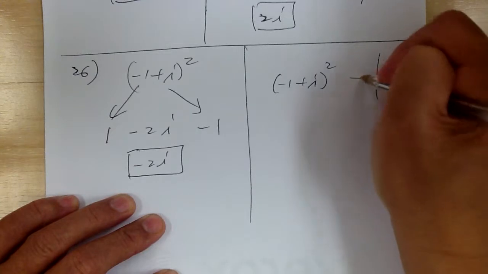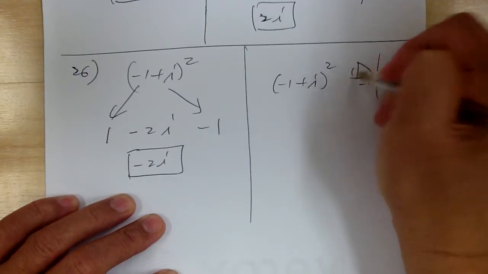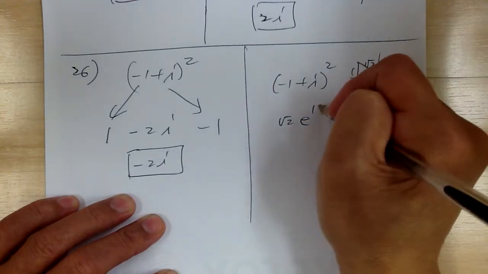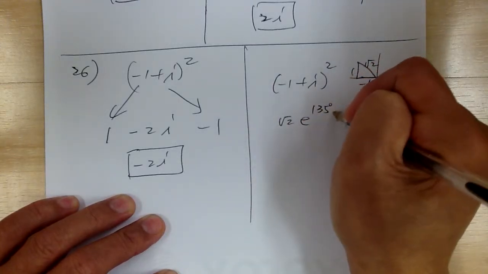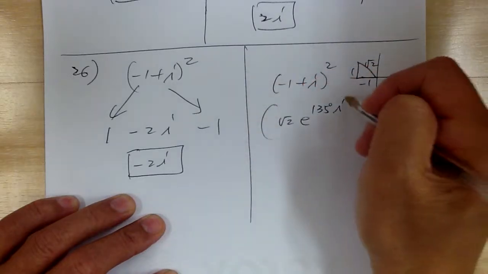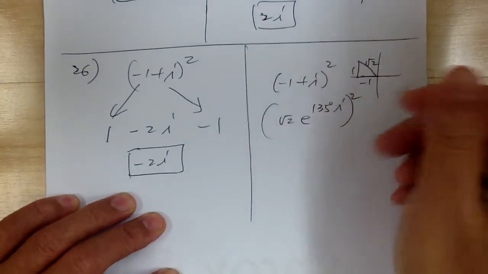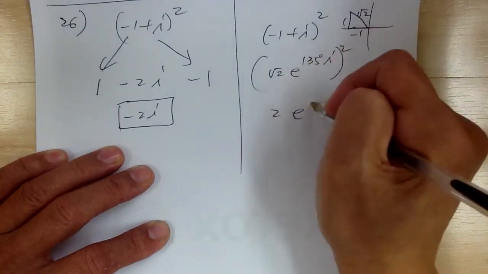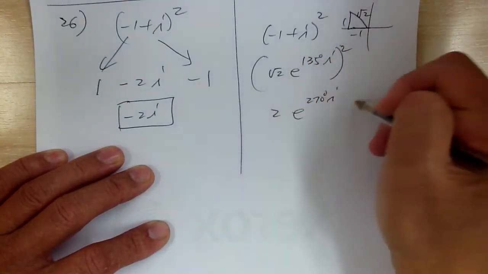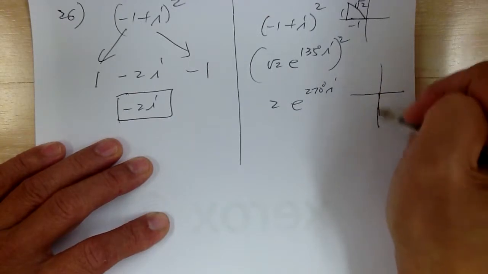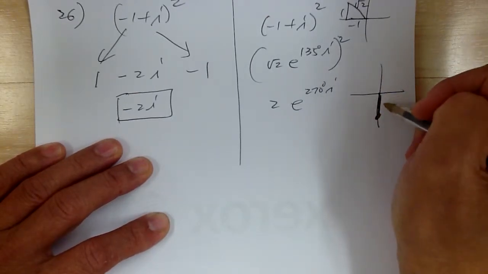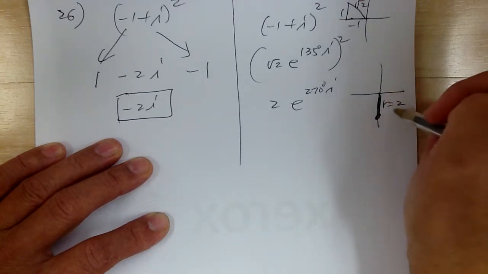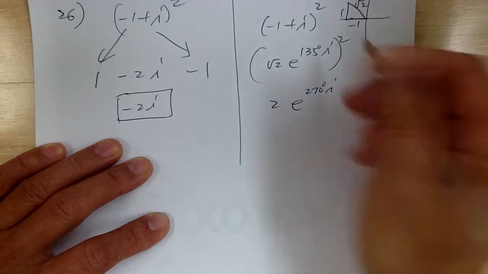So you got -1, +1. So this will give you square root of 2 e to the 135 degree i. And this is squared, right? So when you work it out, square root of 2 squared gives you 2. And this one, multiplied, you get 270 degree i. So you have to switch it back, 270 is right over here. Okay, so r equals 2. So by looking at that, converting back into rectangular, it's going to be -2i.